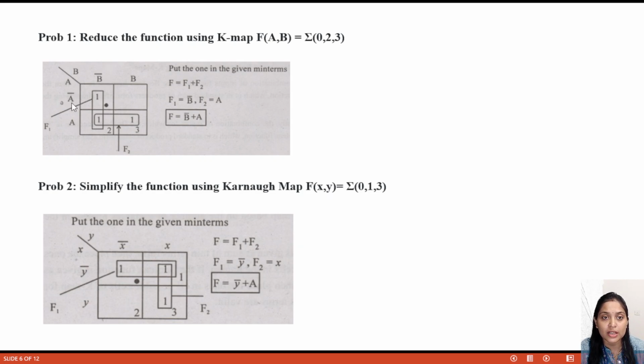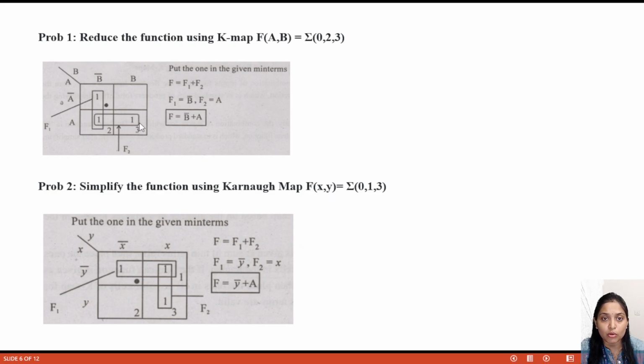Okay, so here actually A and A bar is there. If I multiply A and A bar, then according to the Boolean law, A dot A bar is equal to 0. So we can basically cancel out each other. So the final term will be B bar.